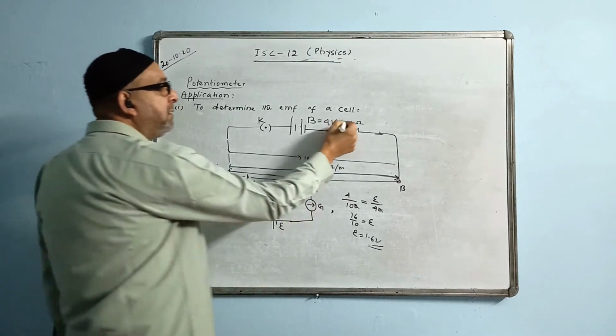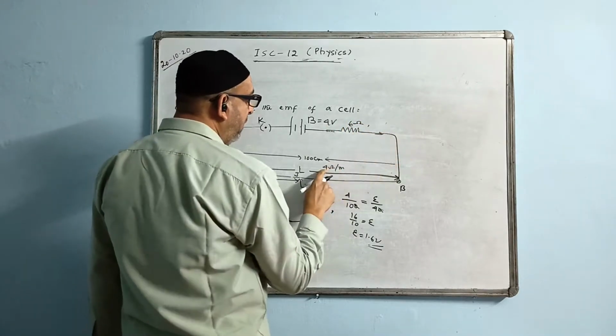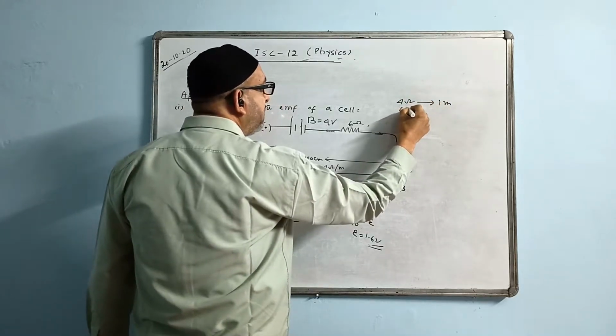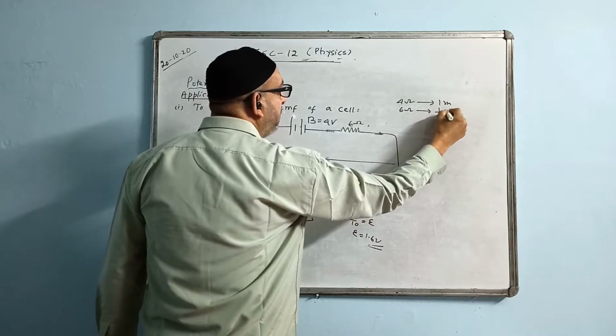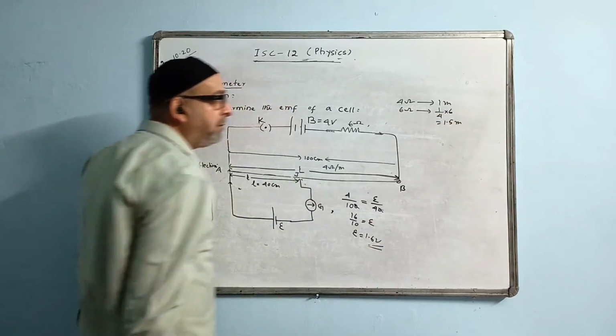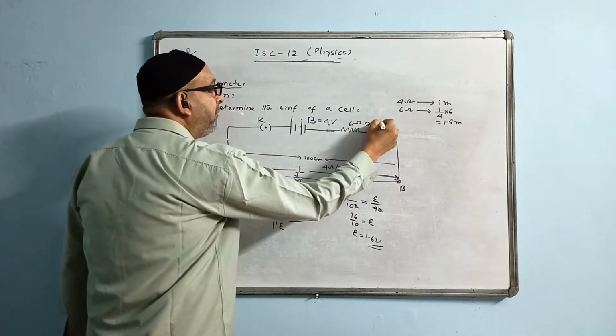Can we find the equivalent length for this resistance? Can we do the unitary method here? This 4 ohm has a length of 1 meter, therefore 6 ohm will have a length of how much? 1 by 4 into 6. You get 1.5 meter. The answer is coming 1.5 meter. This will be equivalent to 1.5 meter.